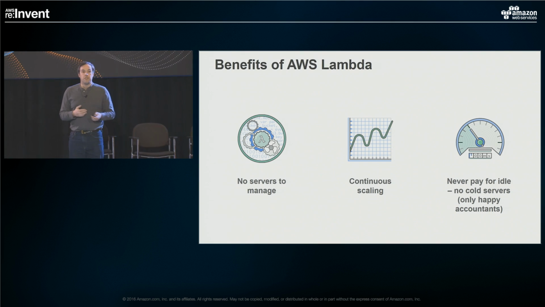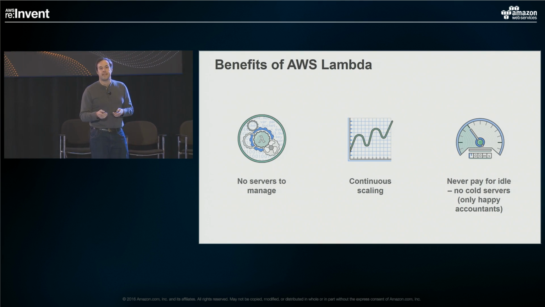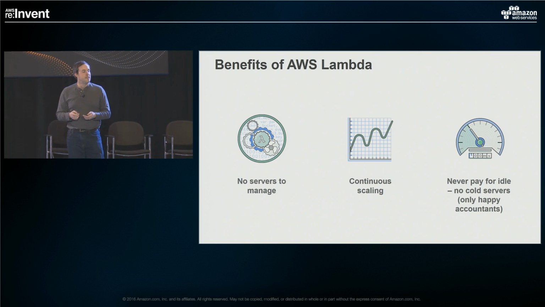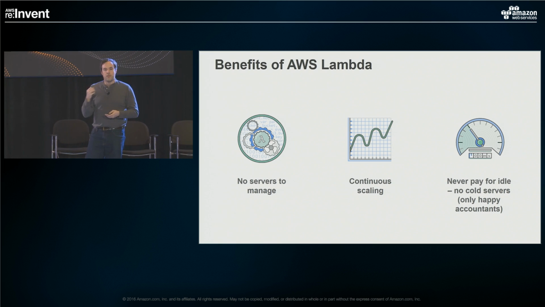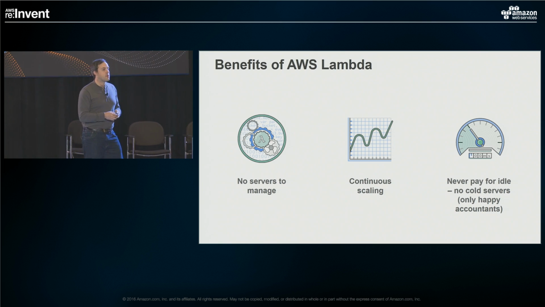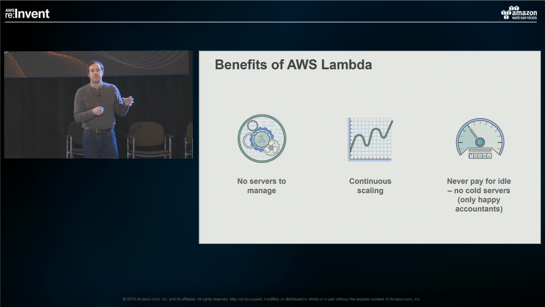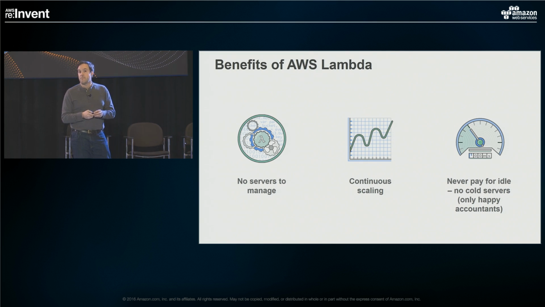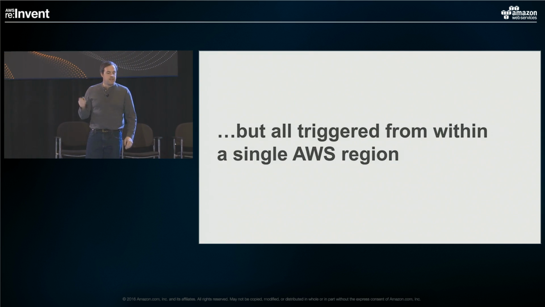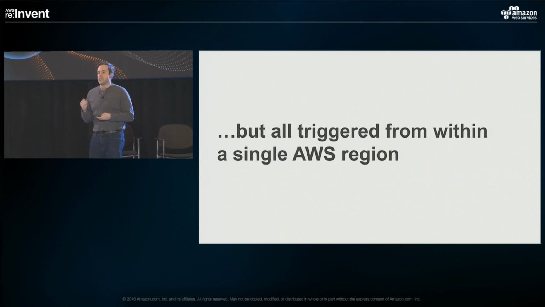So the benefits: no servers to manage, continuous scaling, and never paying for idle time. The cost models for AWS Lambda, which are the same as Lambda at the Edge, involve only paying for the actual time and requests that you use. So it's taking those instances that we started with 10 years ago and taking it down to being able to pay literally by the millisecond. But with all of this, it is triggered from within a single AWS region.